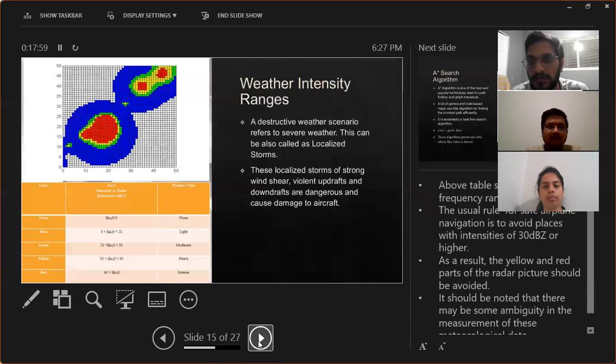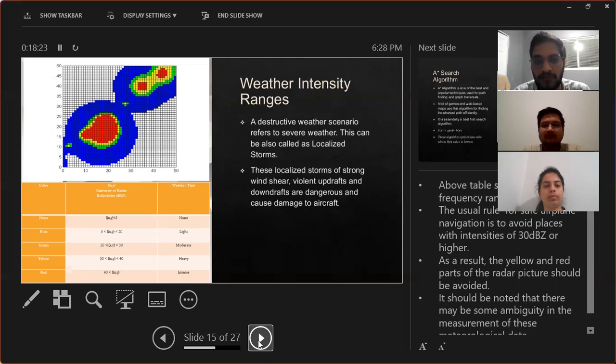In this slide, we can see weather intensity ranges and different color codings for each range. A destructive weather scenario refers to severe weather. This can also be called localized storms. These localized storms have strong wind shear, and violent updrafts and downdrafts are dangerous and cause damage to aircraft. The above table shows different frequency ranges for each color.